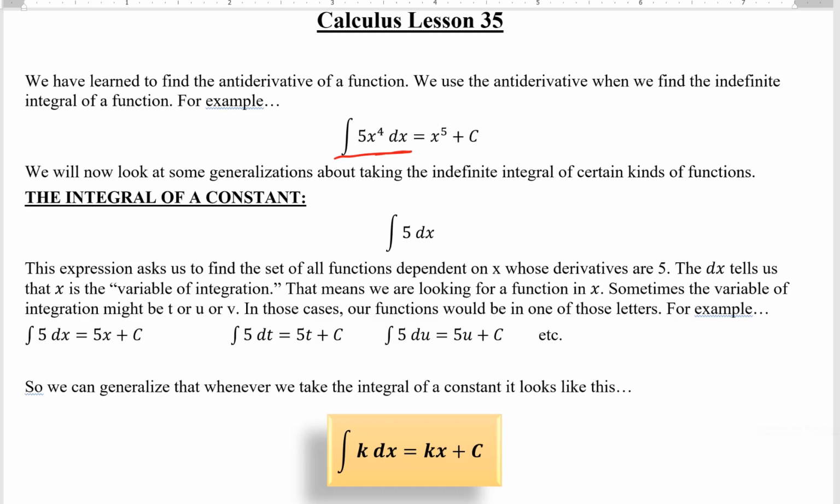Now what we're going to do is just look at some generalizations about indefinite integrals for certain kinds of functions that'll kind of help you simplify the process. Now that one we just did wasn't hard, but when they start getting more complicated, it's harder and harder to figure out, by trial and error, what the thing is that has that derivative.